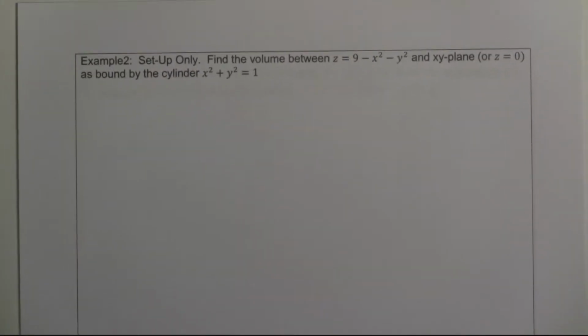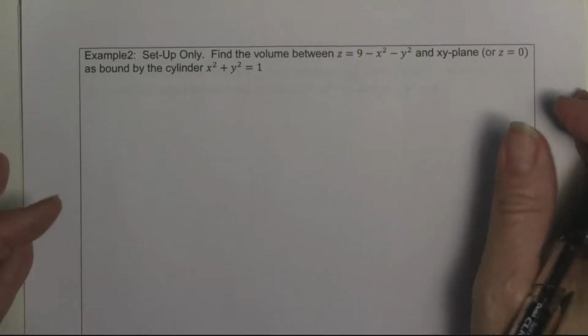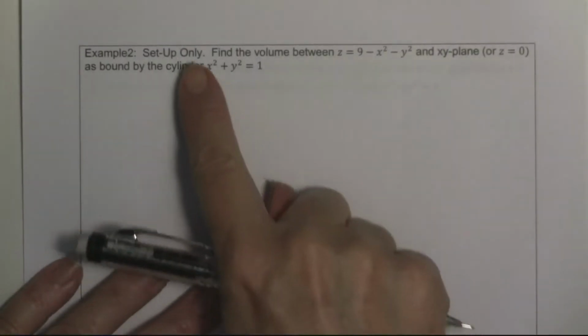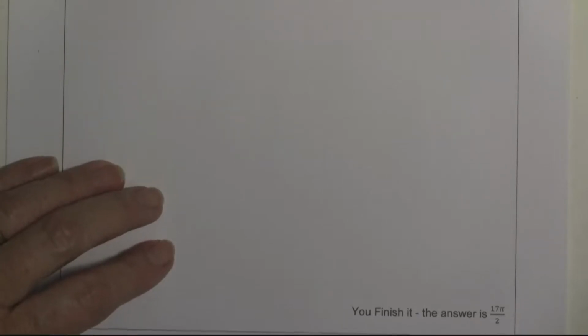And then we're moving on to example 2. Sorry, I don't know why it's not focusing. They're asking me for setup only. And I did put the answer down here. You finish it, and the answer is 17 pi over 2.